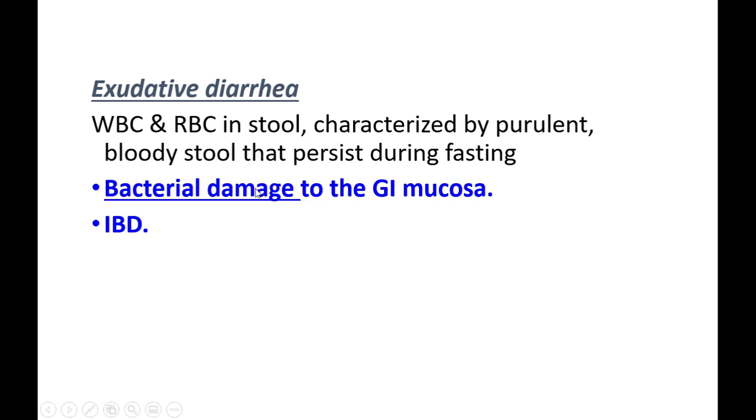Exudative diarrhea, in which there is bacterial damage to the gastrointestinal mucosa. Again, the bowel is unable to absorb fluid and nutrients, and it is characterized by the presence of purulent, meaning pus-containing, and bloody stool that persists during fasting. It is caused by gram-positive bacteria, especially in immune-compromised people, and also as a result of inflammatory bowel disease. White blood cells, pus, and RBCs are present in the stool. This is called purulent bloody stool in exudative diarrhea.